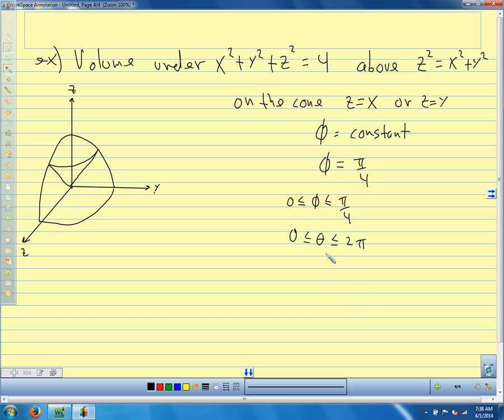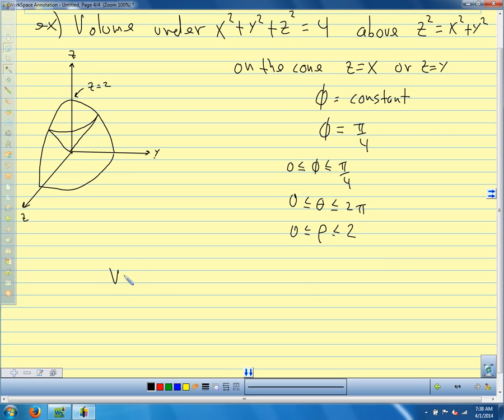And the radius of this sphere is 2. So it intersects up here on the z-axis at z equals 2. So 0 less than or equal to rho less than or equal to 2. Our radius is varying from 0 to 2. So our volume in spherical coordinates is going to be the integral from 0 to 2 pi, the integral from 0 to pi over 4, the integral from 0 to 2 of rho squared sine phi d rho d phi d theta.